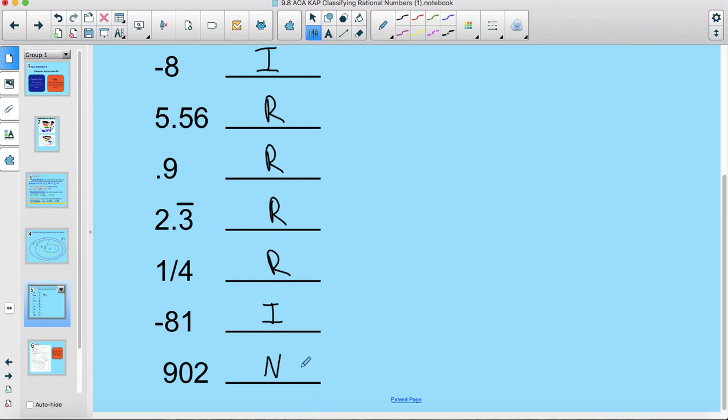Integer because it's a negative, and natural because technically this is a positive number, and if we wanted to, we could totally count to 902, but we're not going to do that. So that is a natural number.